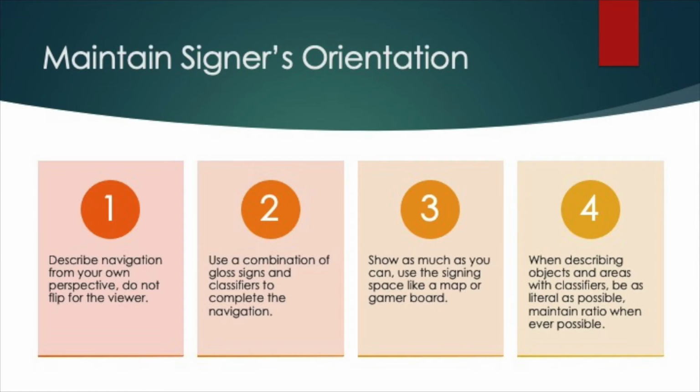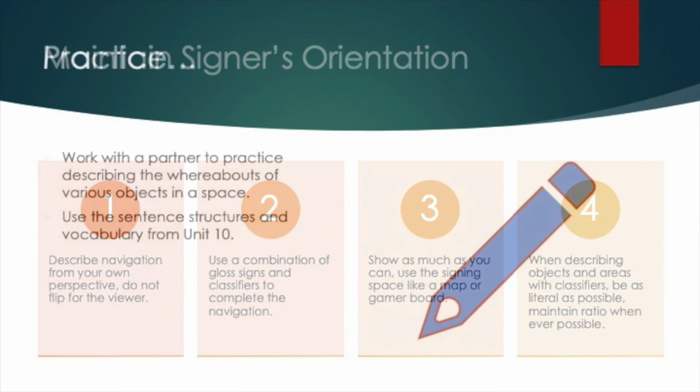The best ASL sentences include a combination of gloss and classifier signs. Rather than tell, use signing space and classifiers as much as possible. Treat the signing space like a game board. And when using classifiers to describe objects and locations, be as literal as possible and maintain ratios whenever you can.